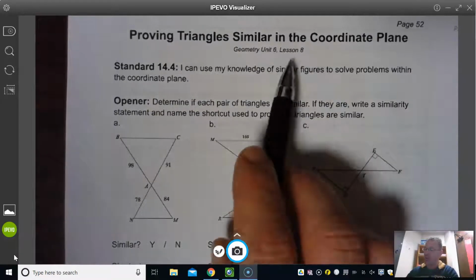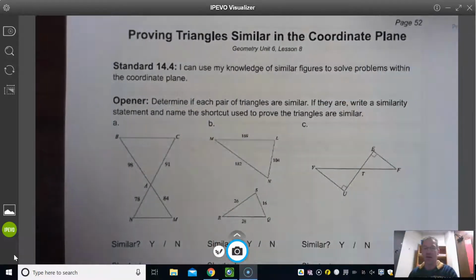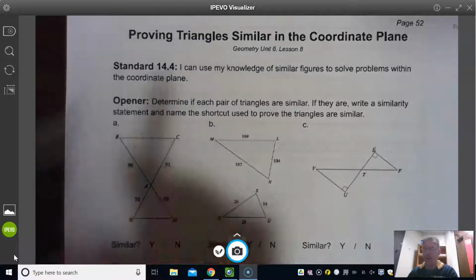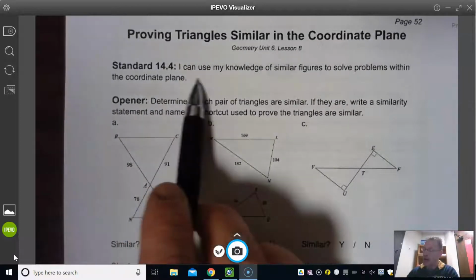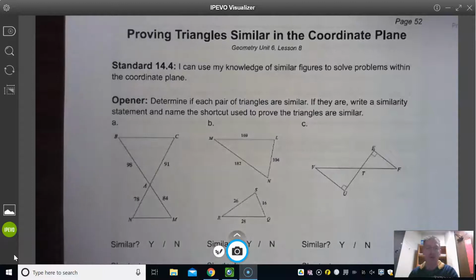All right, so we're going to be in Lesson 8 for Unit 6 on page 52, and you can see that we're going to be addressing Standard 14.4. I can use my knowledge of similar figures to solve problems within the coordinate planes.